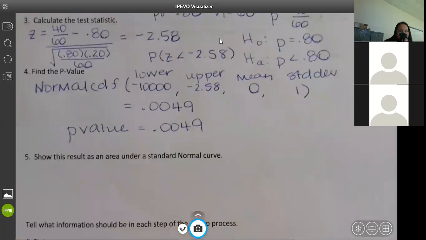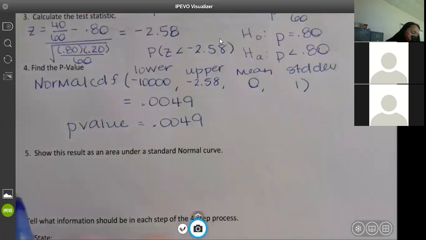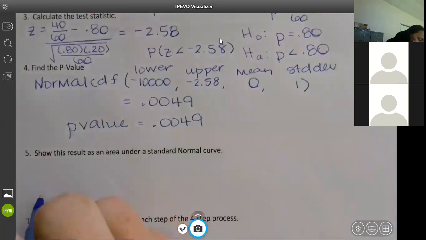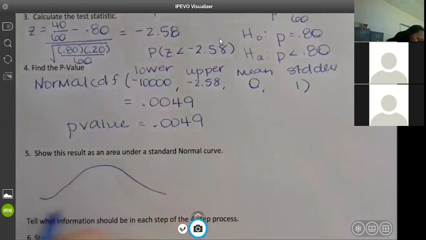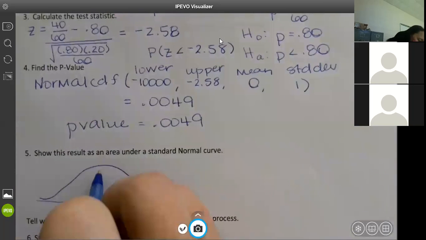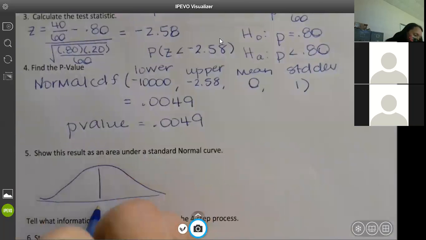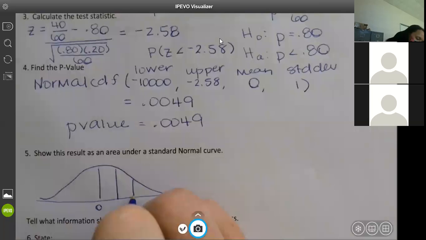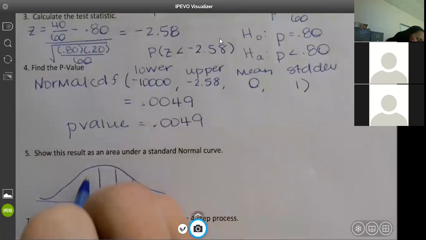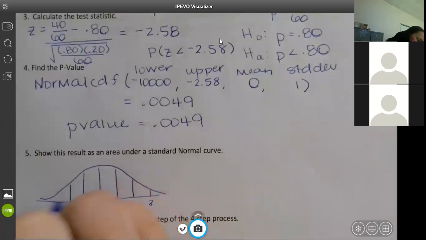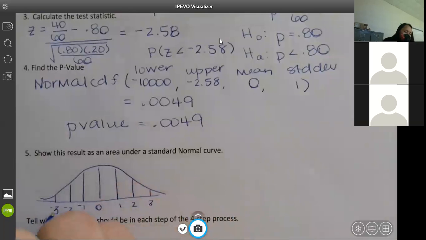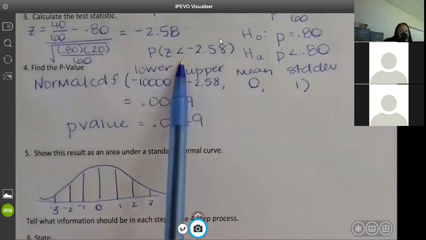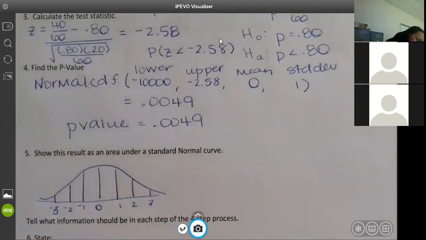Show this result as an area under the standard normal curve. If you get a question like this, it's super easy. You make your curve. We know that the middle is the mean at 0, then +1, +2, +3, and -1, -2, -3. We want less than negative 2.58.